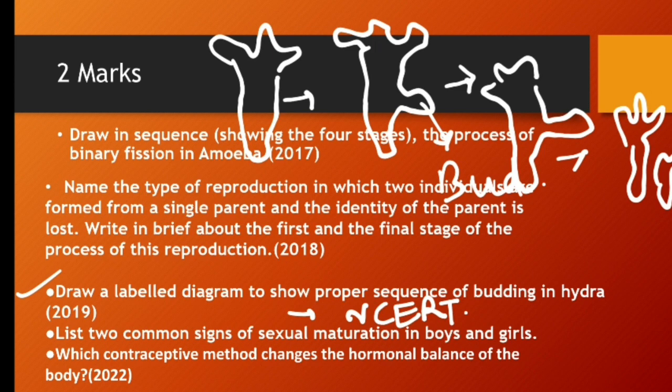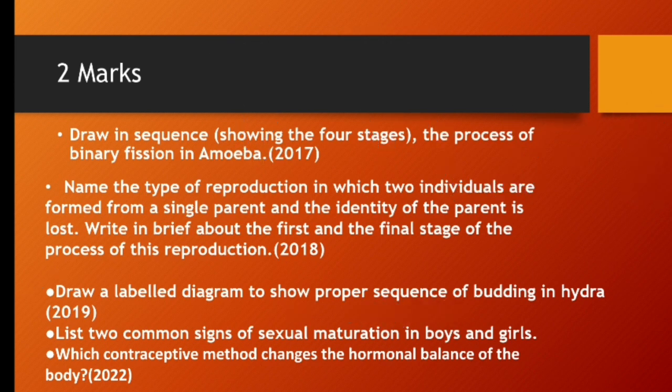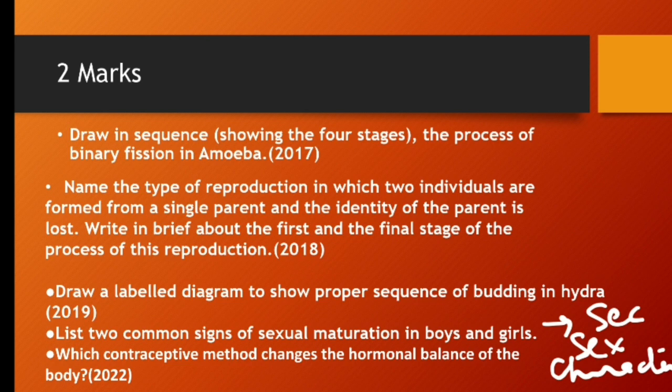Moving on to the next question. List 2 common signs of sexual maturation in boys and girls. You can write about the different secondary sexual characters that you observe during puberty. You can write any 2, such as change in voice, change in height, and whatever secondary sexual characters you know. This is for 2 marks. It was asked in the year 2022.